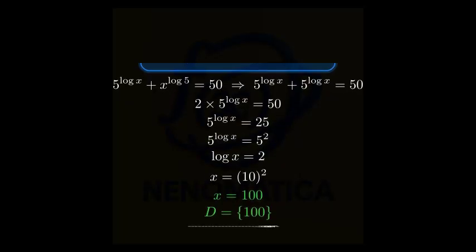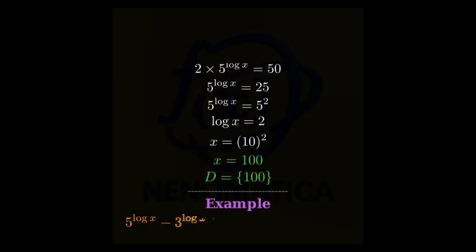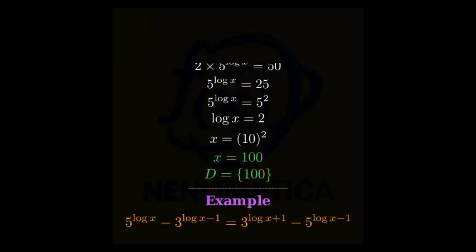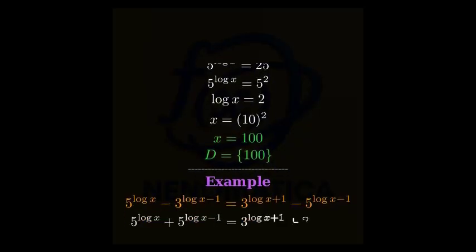Example 2. We now solve 5 to the log x minus 3 to the log x minus 1 equals 3 to the log x plus 1 minus 5 to the log x minus 1. Move terms to group the same bases together. Add 5 to the log x minus 1 to both sides, and add 3 to the log x minus 1 to both sides. We obtain 5 to the log x plus 5 to the log x minus 1 equals 3 to the log x plus 1 plus 3 to the log x minus 1.